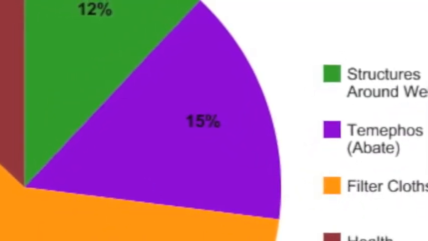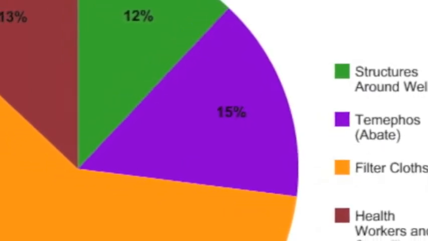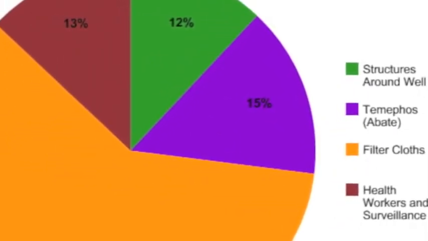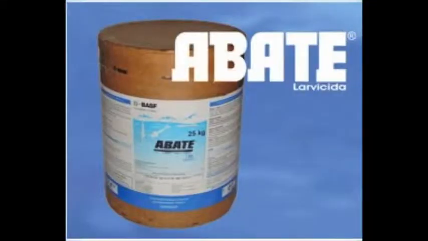15% of the money will be used to treat water in South Sudan with abate, a temephos chemical. The Carter Center is funded appropriately to treat as many wells as possible with abate temephos, a chemical that eradicates all insects and dangerous water fleas inside contaminated water. This chemical is reapplied to the water on a monthly basis. On average, it costs around $5 per kilogram. With this money, South Sudan's drinking water can be treated with 3,000 kilograms of abate.